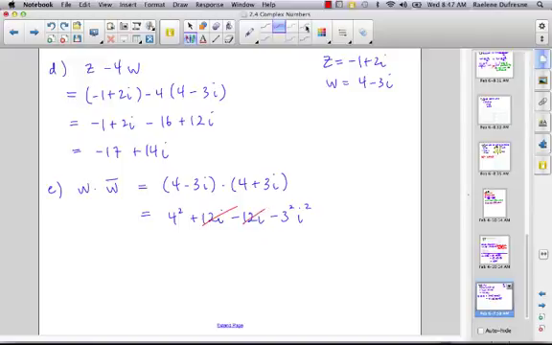So it looks like we have gotten rid of the imaginary part, but we still have this i squared. But what we have to keep in mind is that i squared is equal to negative 1, and 3 squared is 9, so this result is 16 minus 9 times negative 1, which is 16 plus 9, which is 25.